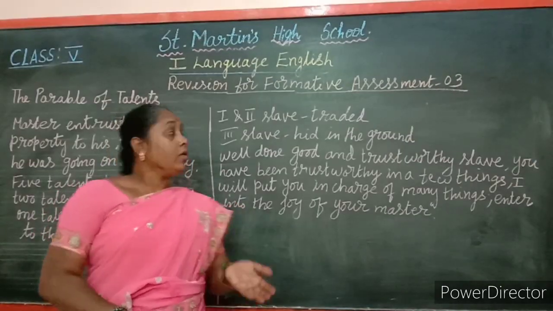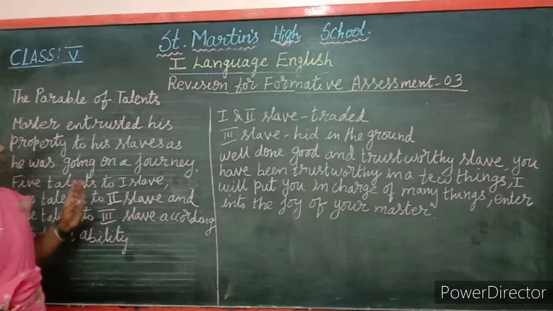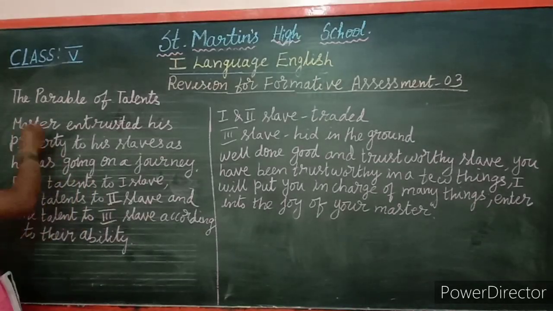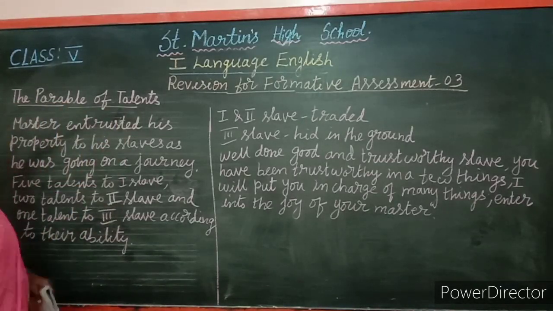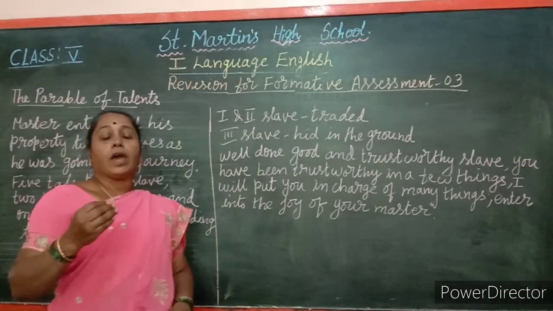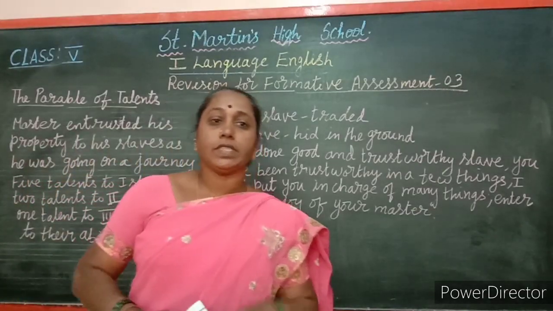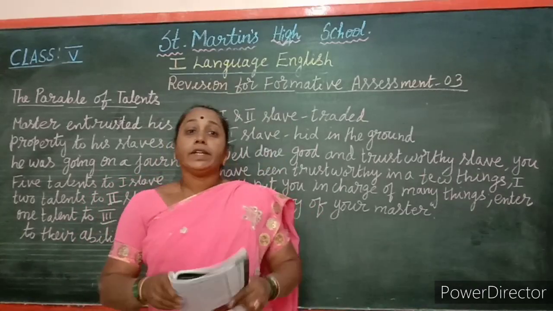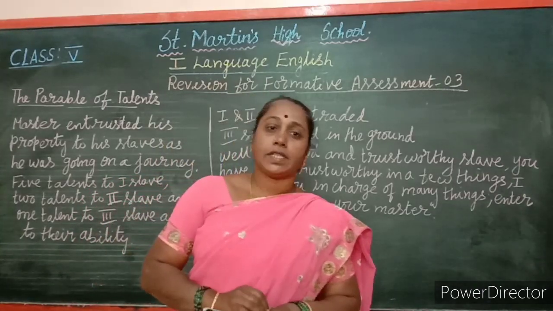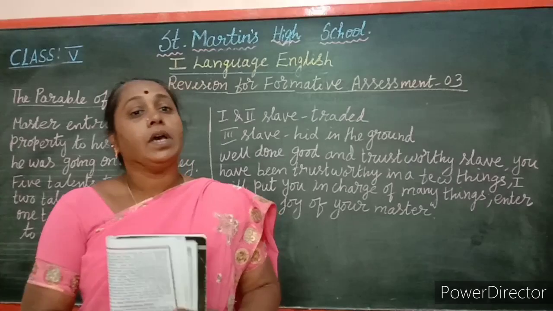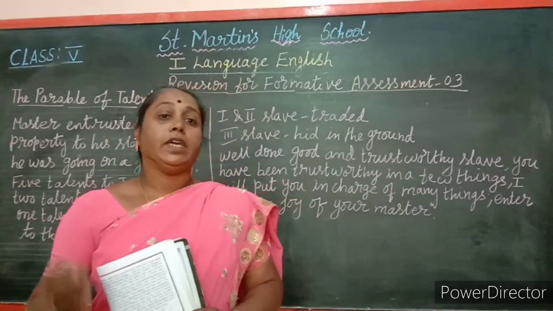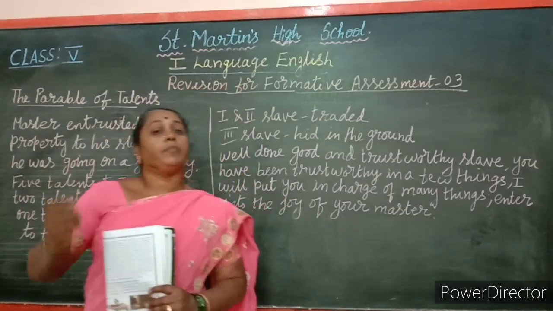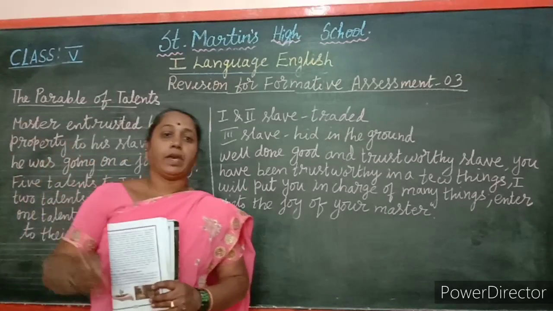Yes, children. Now, lesson number 7, the parable of talents. In this lesson, the master has to move for a journey. That means he is going on a journey. Therefore, he entrusted his property to his slaves. He gave them according to their ability. He distributed his property to them and he set out on a journey.